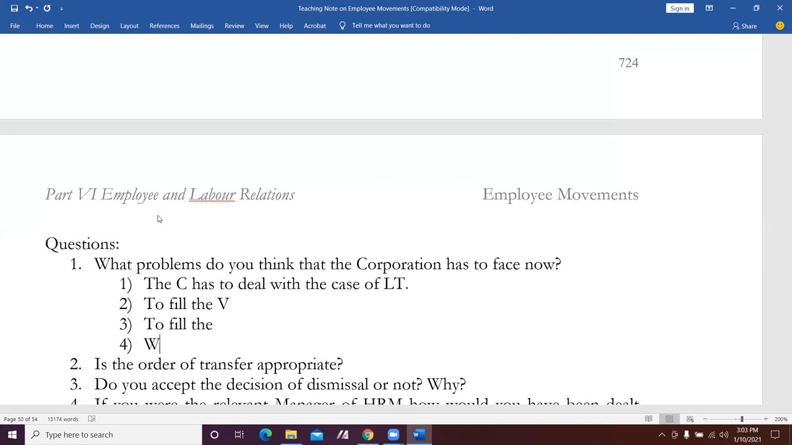Whether there is a sound transfer policy, transfer program, or not. That we have to consider, whether there is a sound, or good, let me say, good transfer policy. Program, really.